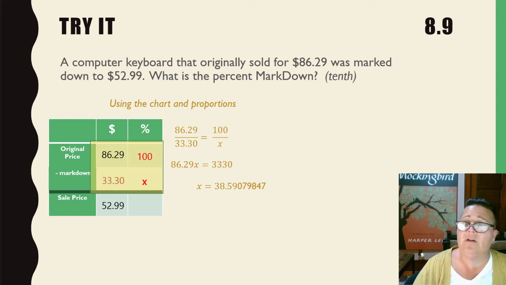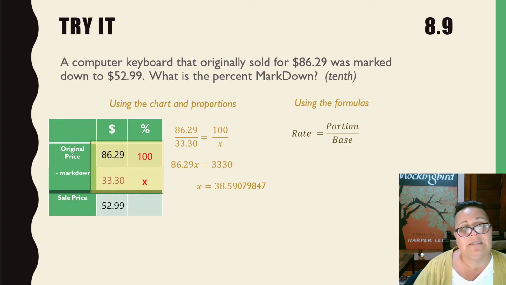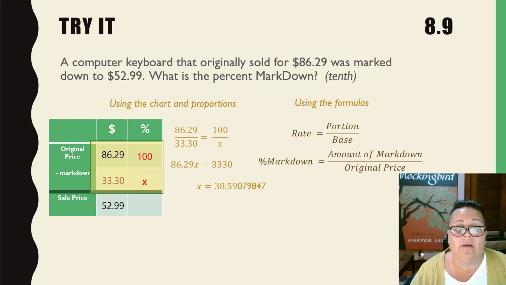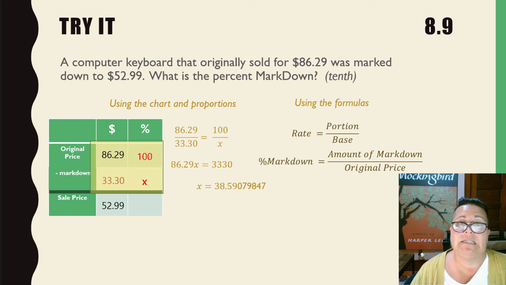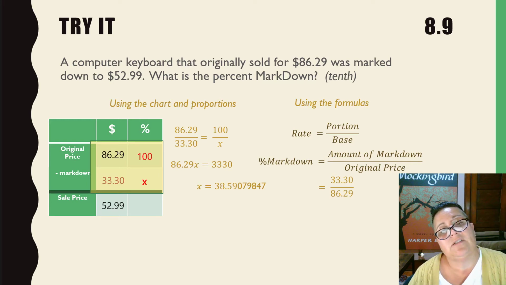So I can also use the formulas, and since I'm looking for a percent, I'm going to use that the rate is equal to the portion over the base, where the rate is the percent of my markdown. The portion is the amount, the dollar sign, cha-ching on the markdown, and my original price is the base, which is the 100%. That's what it was supposed to be anyway. So the percent markdown is unknown to me. That's what I'm trying to find. The amount of the markdown I already figured out. That's the money saved, cha-ching, or $33.30. The original price is the $86.29.